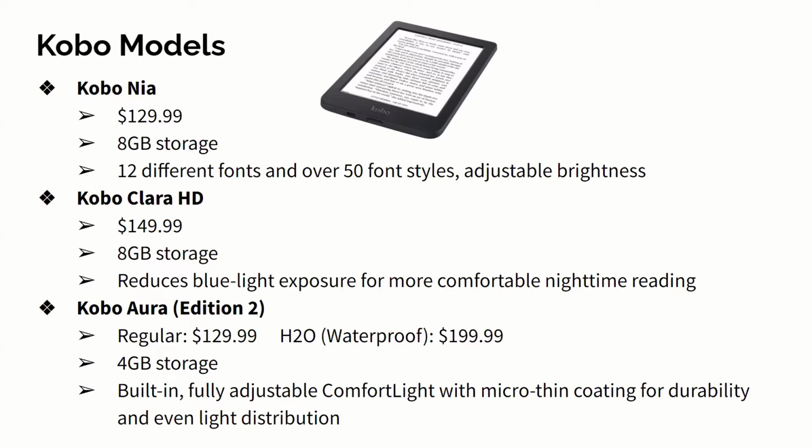Kobo Aura Edition 2. The regular price is $129.99, and the waterproof one is $199.99. 4 gigabytes of storage, built-in, fully adjustable comfort light with micro-thin coating for durability and even light distribution.